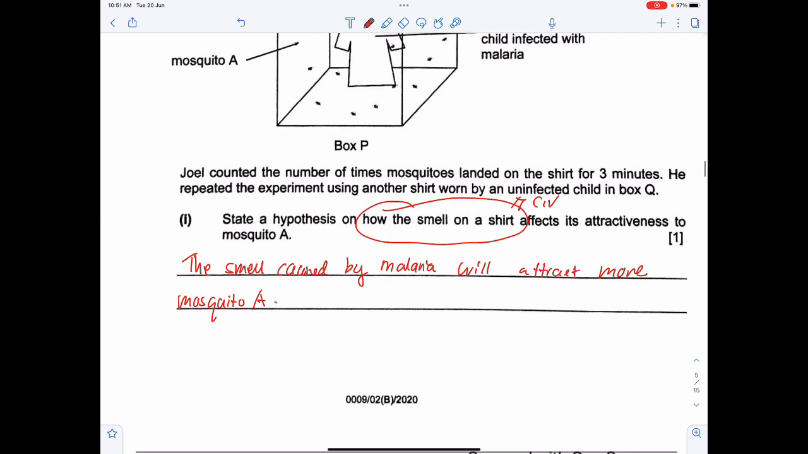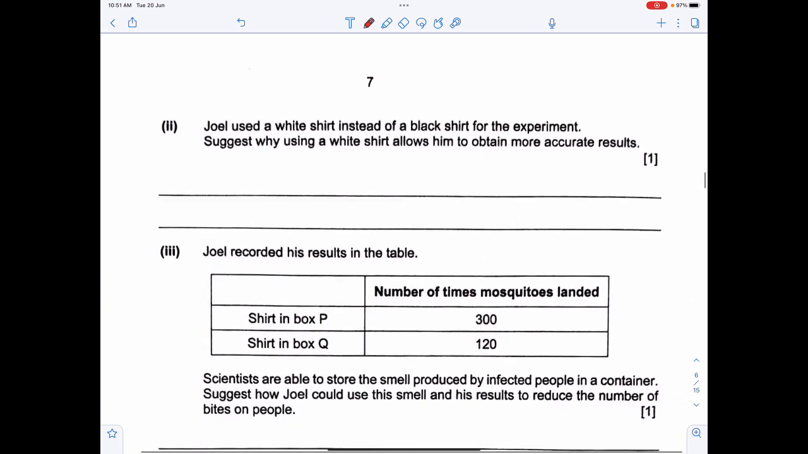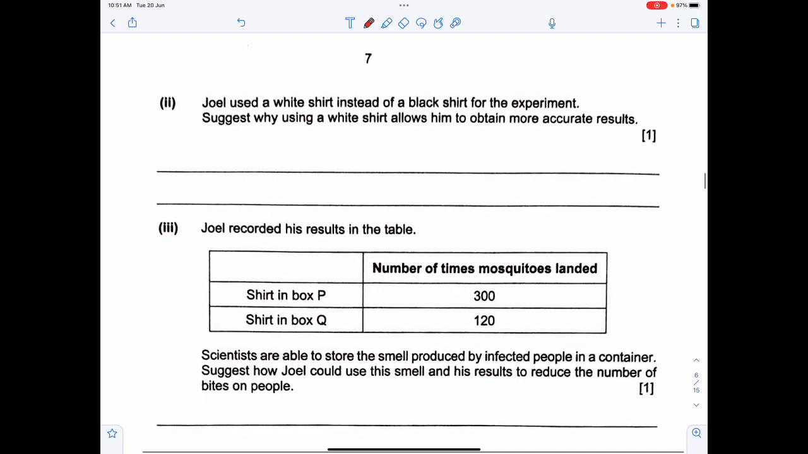Okay, yes, but some of you didn't do that. You tell me whether malaria will attract more mosquito A. You see, that's where you need to be careful. A number of you are talking about the malaria, or some of you tell me about the t-shirt. Well, the t-shirt will attract more. It's not the t-shirt. I don't care about the t-shirt. It's the smell. Okay? That I'm concerned with, not about the t-shirt, not about malaria, it's about the smell.